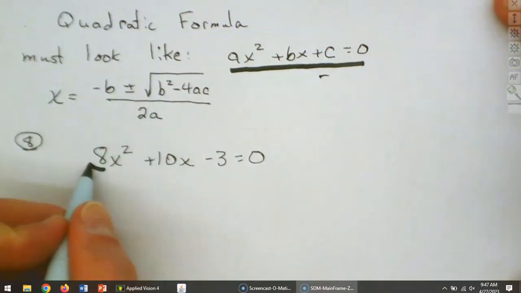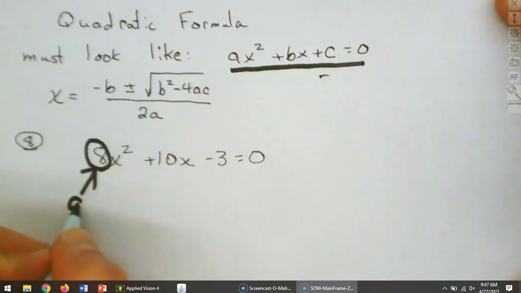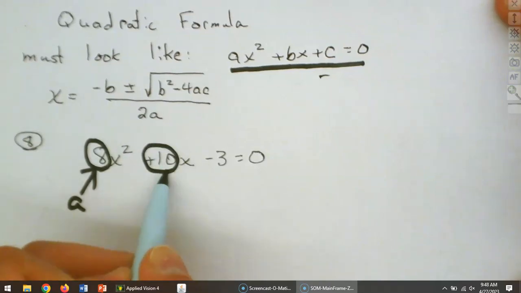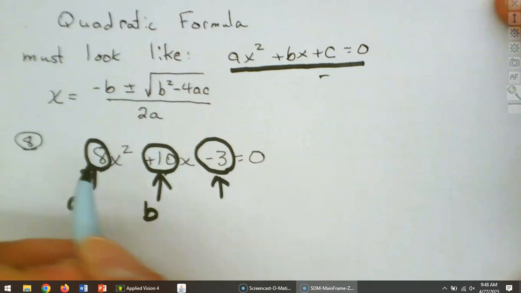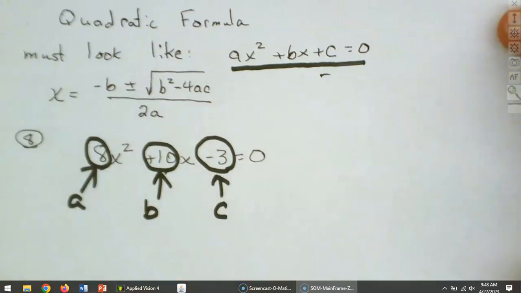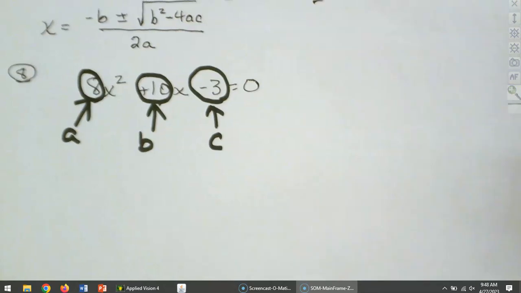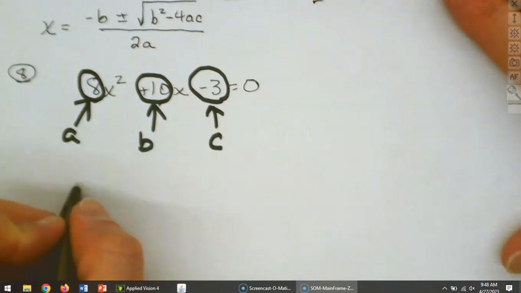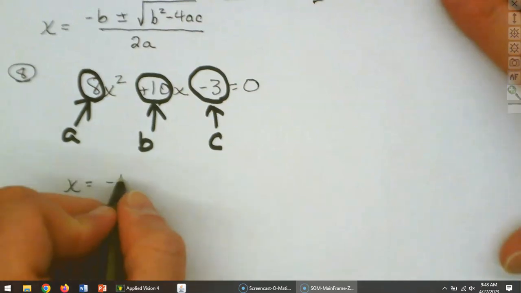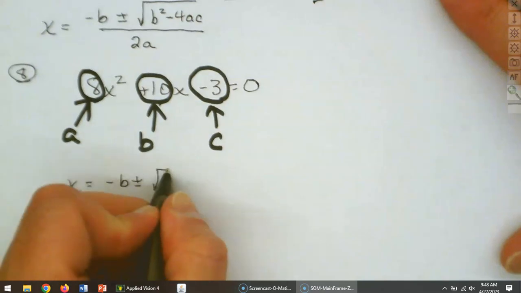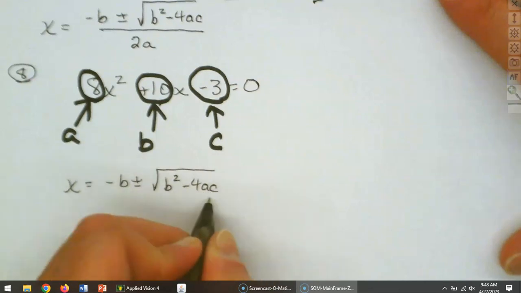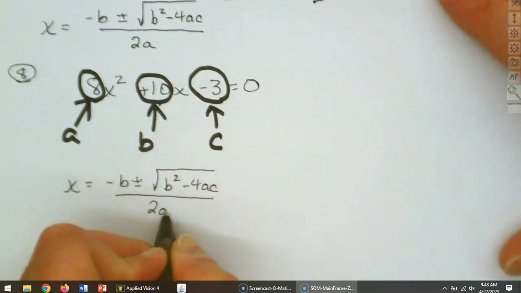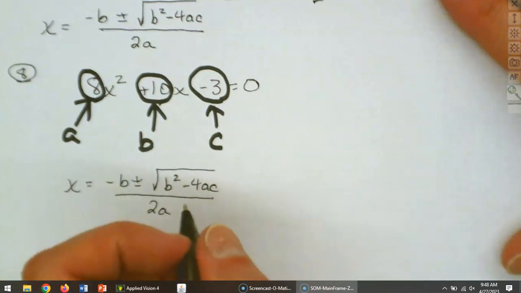Ours does. So this is going to be our A. So the 8 is the A. The 10 is the B. And then watch your sign there. Keep that negative. That negative is your C. Now we apply our quadratic formula. I always like to write the formula down before I use it again. So x equals minus b plus or minus the square root of b squared minus 4ac all over 2a. And we're going to plug our values in.